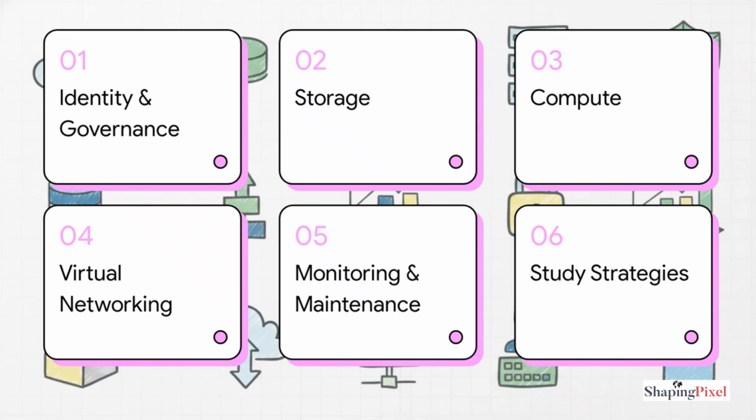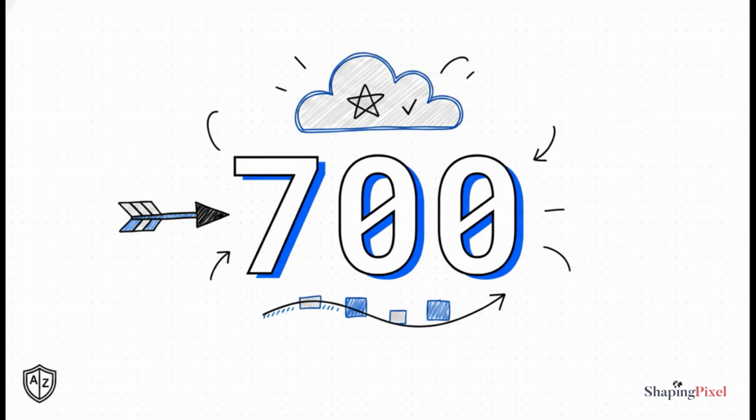Study strategies. Okay, before we even touch the tech, we have to talk about your target score, 700. That right there is the magic number you need to hit to pass the AZ-104 and earn your certification. It's a strict pass or fail threshold, and every single objective domain we cover today is going to contribute a very specific percentage to help you cross that 700-point finish line.